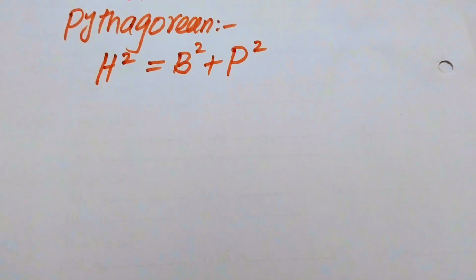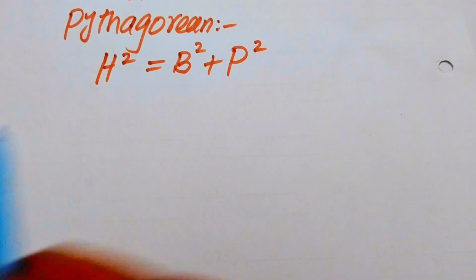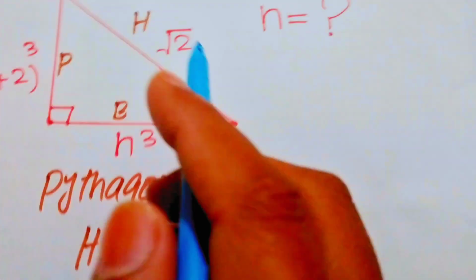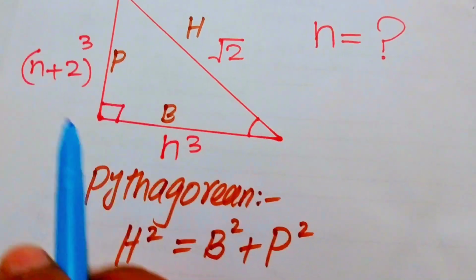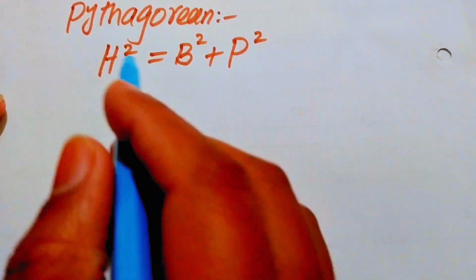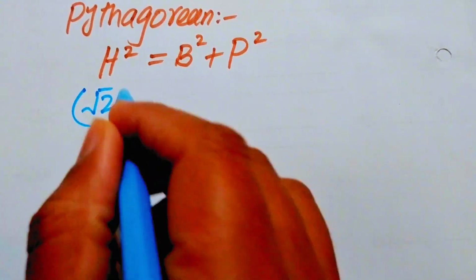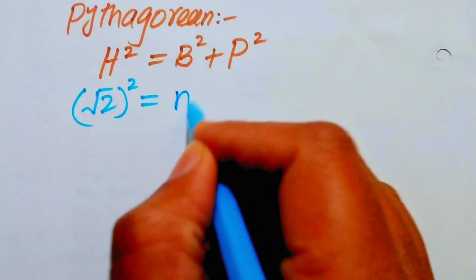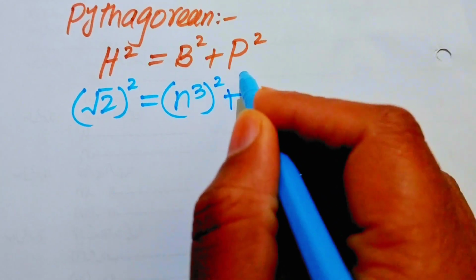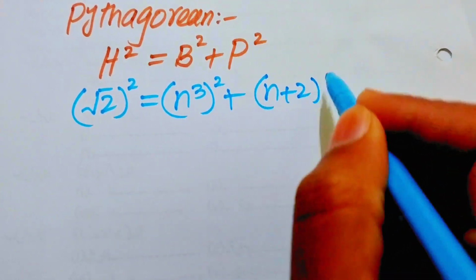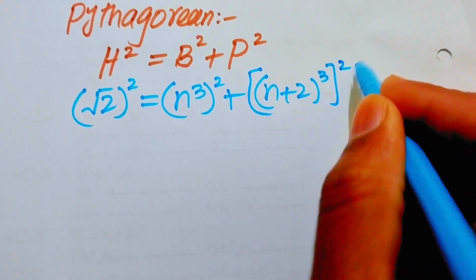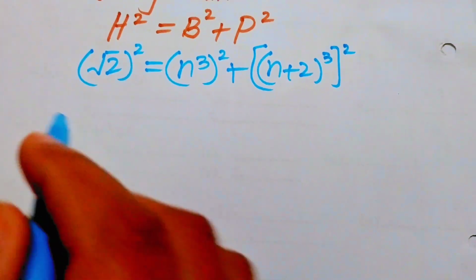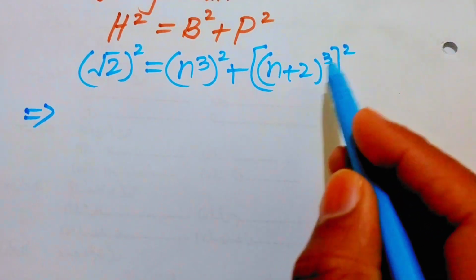So this is called the Pythagorean theorem, and now we put the values of H, B, P here. You see in the diagram we have h equals to square root of 2, b is n cubed, and p is n plus 2 cubed. So when we put these values here, then it will be equal to square root of 2 and its whole square plus b becomes n cubed and its whole square plus p is n plus 2 cubed and its whole square.